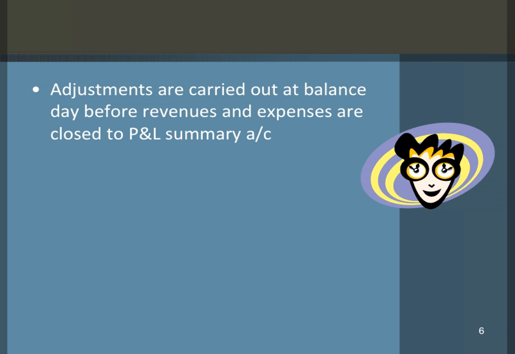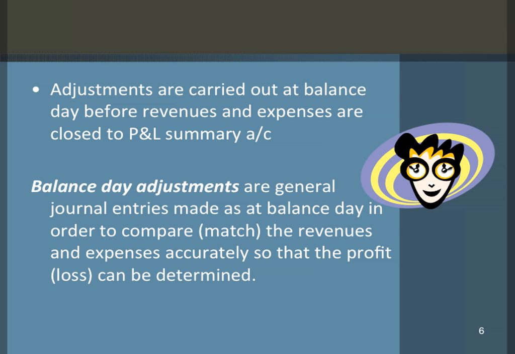And these adjustments need to occur before we close revenue and expenses off to the P&L summary account. So that's the process we've done so far. We've closed off expenses and revenues to P&L summary, but this step that we're going to include on adjustments has to happen before the closing entries, because we need to close revenues earned and expenses incurred, not just revenues received and expenses paid. So balance day adjustments, what are they?